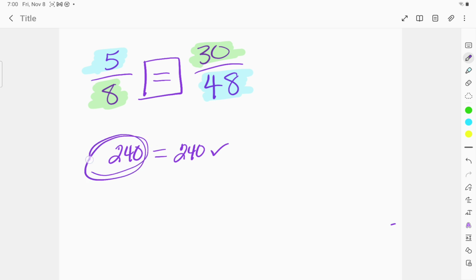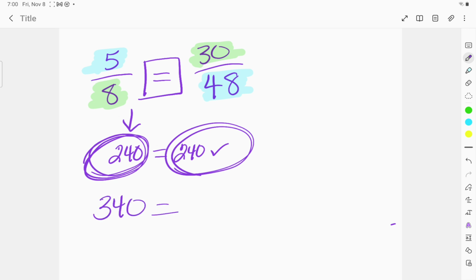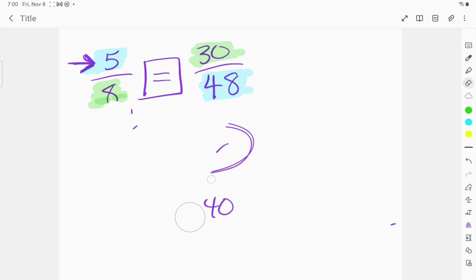Remember that this side is your first and this side is your second. So if you have one where this side is larger, let's say it was 340 equals 240, that equals would become a greater than this way. Whatever this number is here, the numerator on the left side, that is going to be which side is the greater number. I hope that makes sense. I feel like I should do one more, so I'm going to.